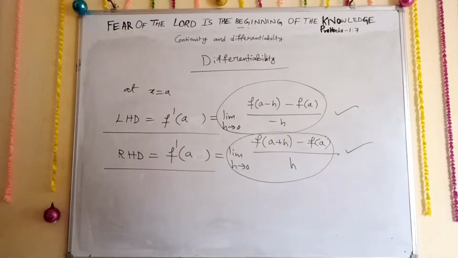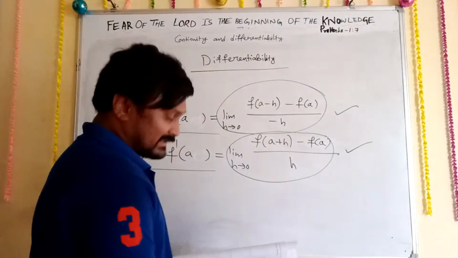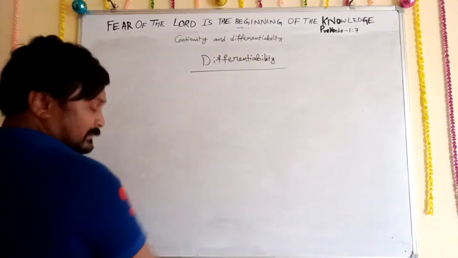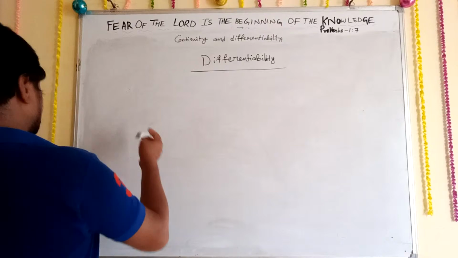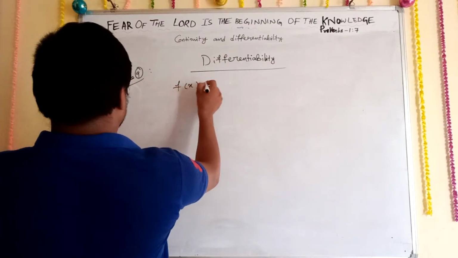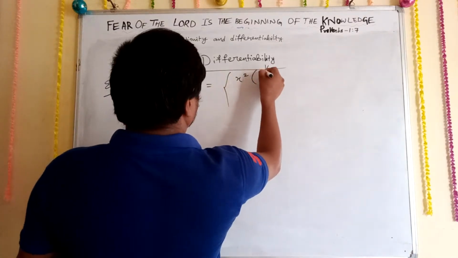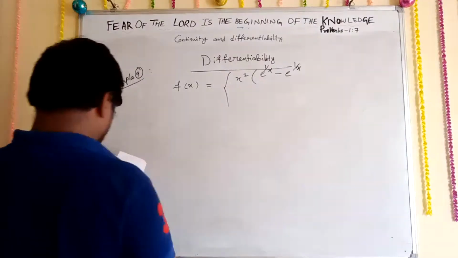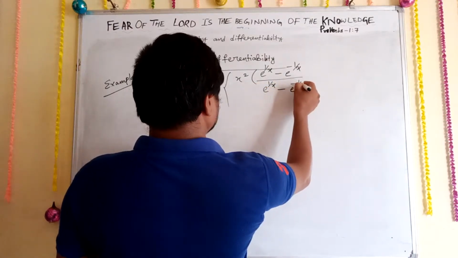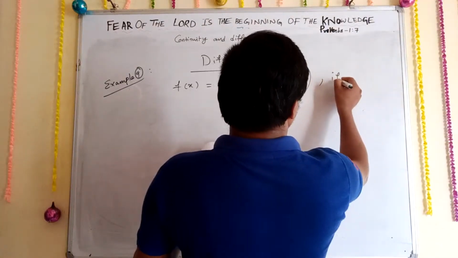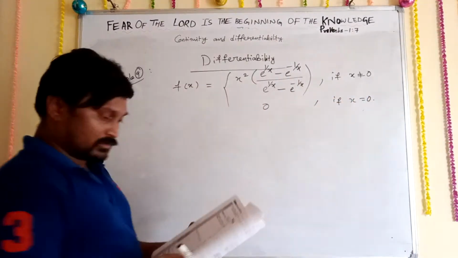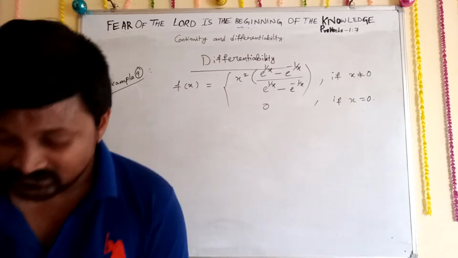Okay, now we go for our first one. First example, example number 9 from your textbook. What is the function? If f of x is equal to x square times e power 1 upon x minus e power minus 1 upon x, upon e power 1 upon x plus e power minus 1 upon x, if x is not equal to 0, and 0 if x is equal to 0. This is your question, and we have to find whether it is differentiable or not.